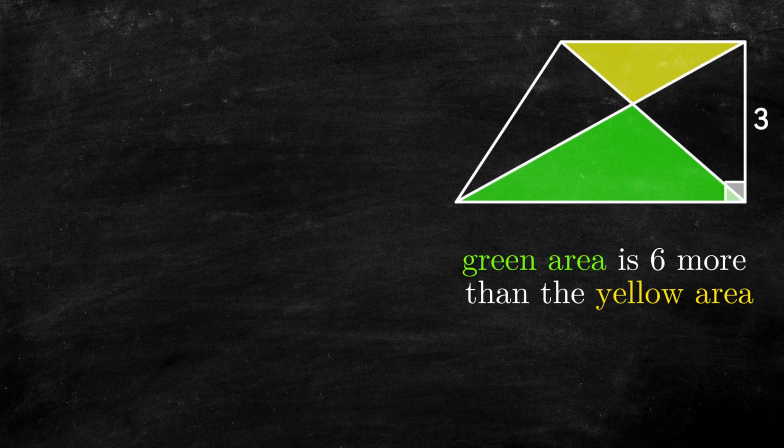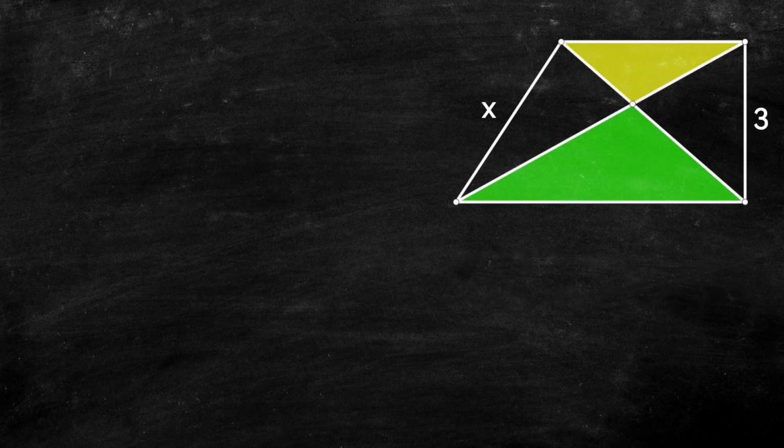Take a good look at this trapezium figure. Say this is a right angle. If this side is 3 units long, and the green area is 6 more than the yellow area, what is the value of x, which is the slanted side of the trapezium?